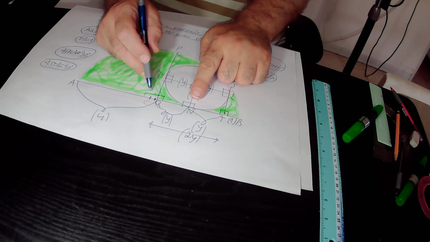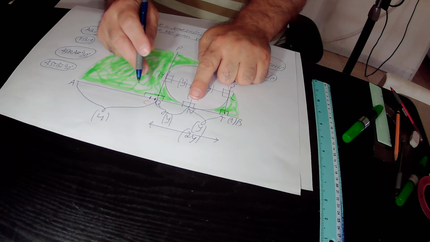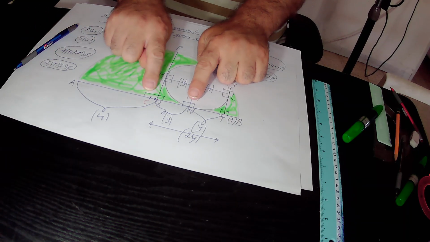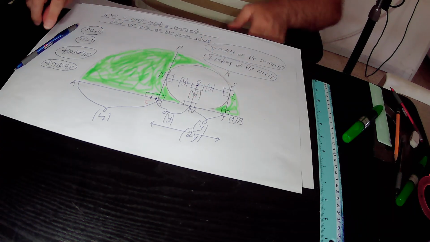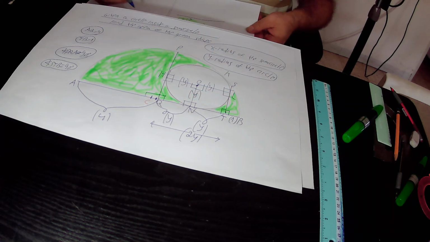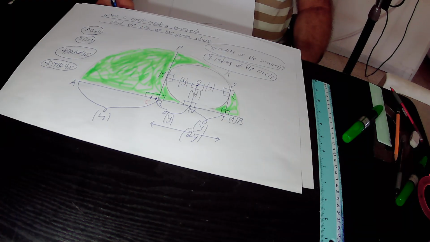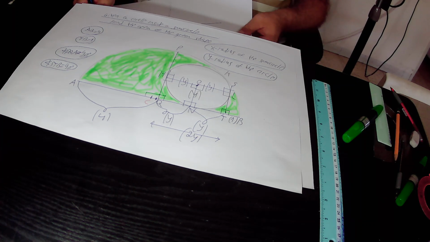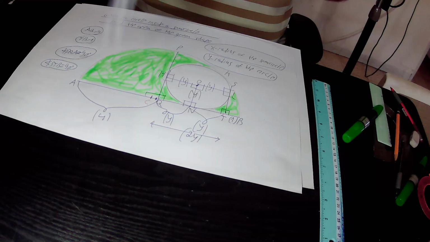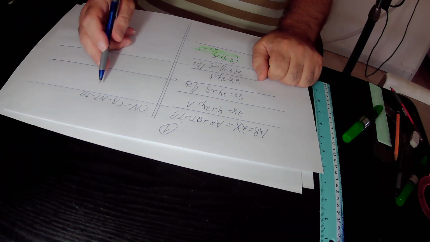What is the length of this segment CN? From the drawing it is very easy to see that CN in total equals CB minus NT minus TB. Again, CN in total equals CB minus NT minus TB. So write it down. CN equals CB minus NT minus TB.